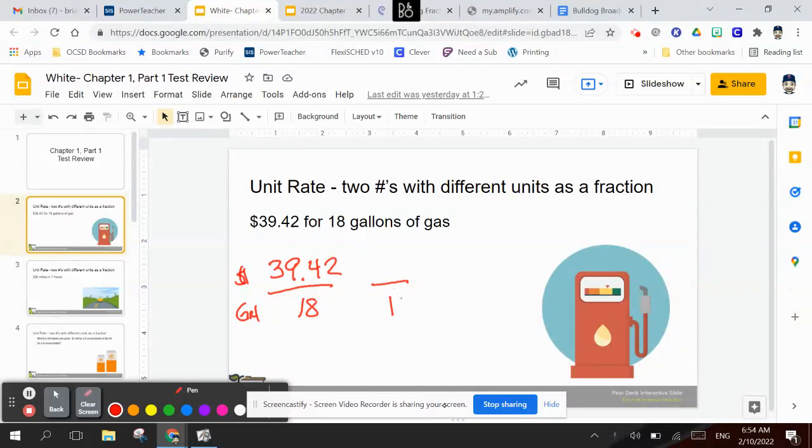To do that, I'm going to cross multiply. I'm going to take 1 times $39.42, which gives me $39.42. Then I'm going to divide that by the only number I have left, which happens to be 18. So if I divide $39.42 divided by 18, I get $2.19 for 1 gallon.